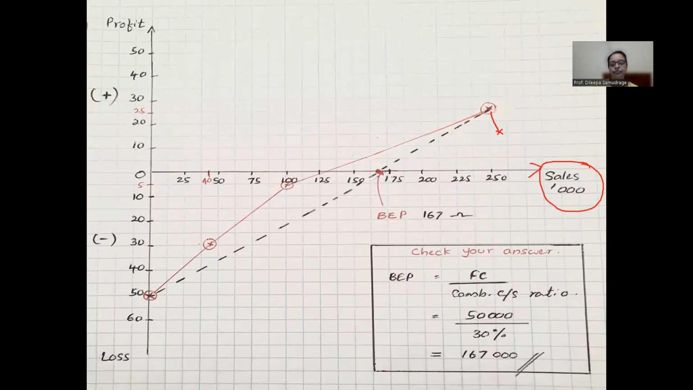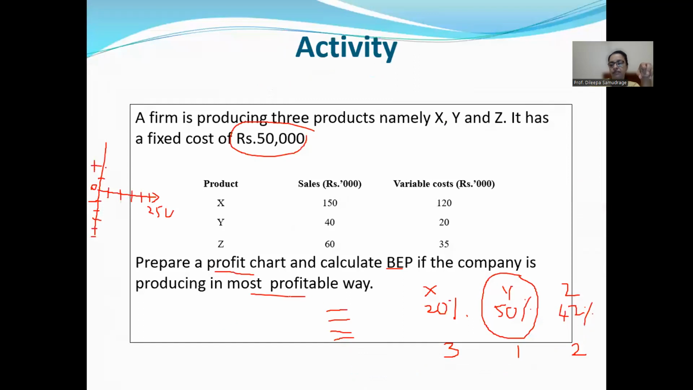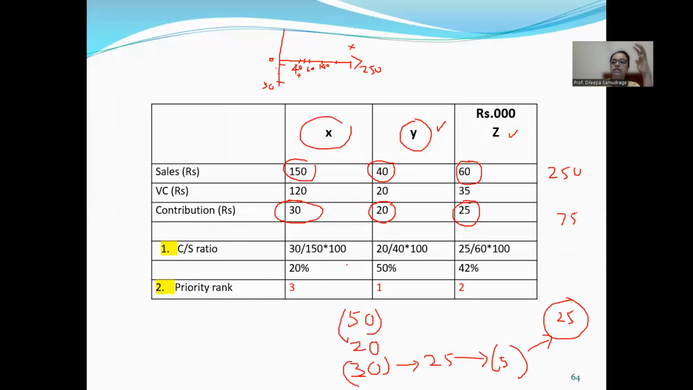Okay, so that's all for the combined profit chart, right? When you produce multiple products, you can decide the combined break-even point. Keep in mind that here we drew this assuming ascending order, right? Again, you can draw the same thing using descending order, because here we prepared the chart because the question says you have to draw it in the most profitable way. Therefore, we started from the highest CS ratio.